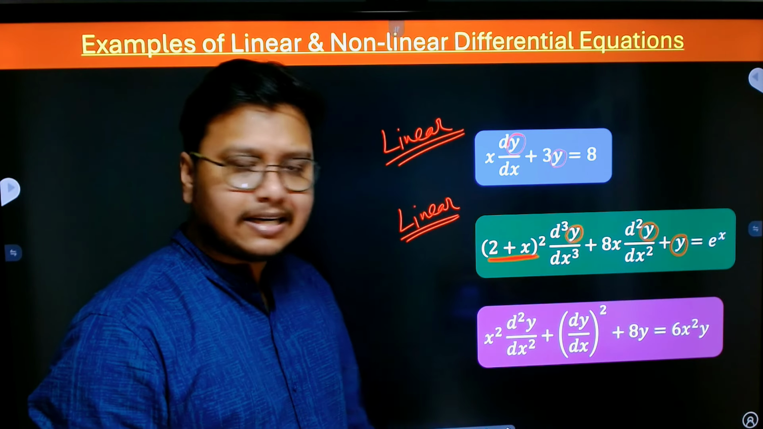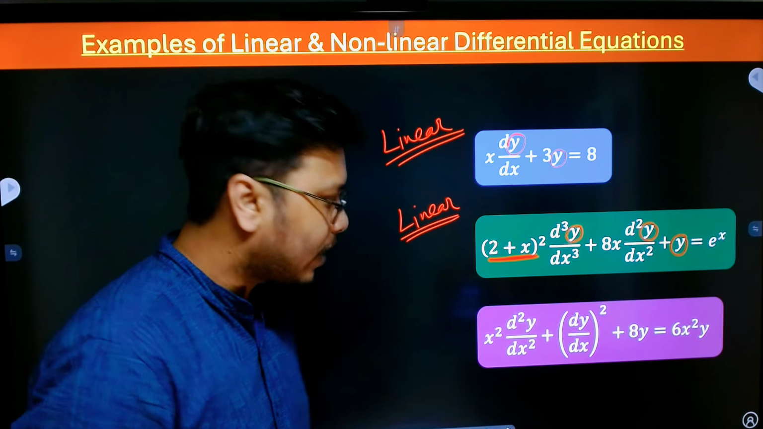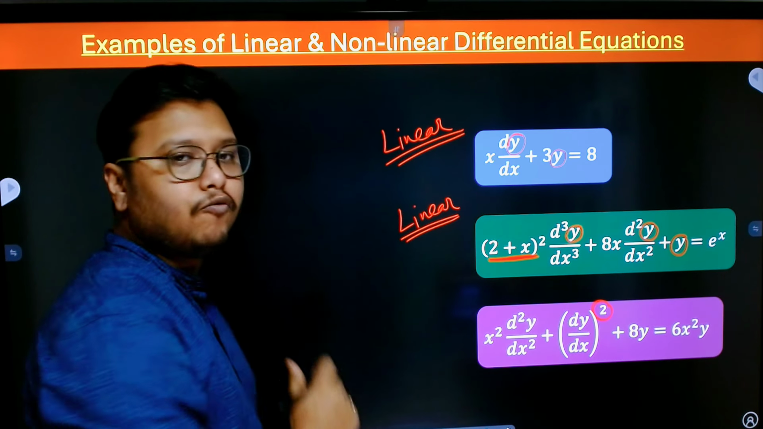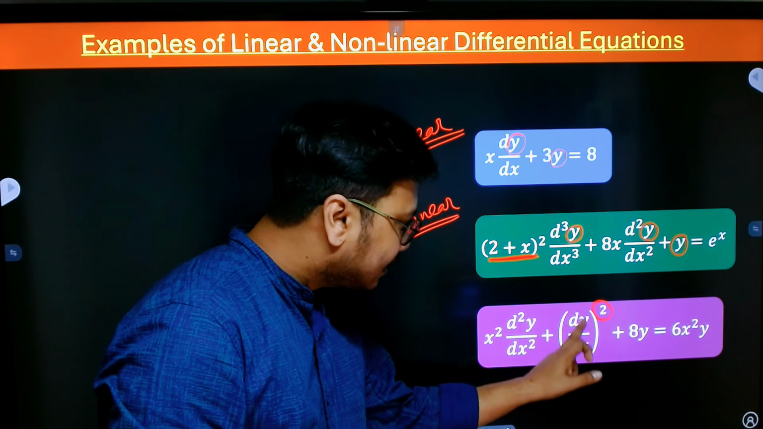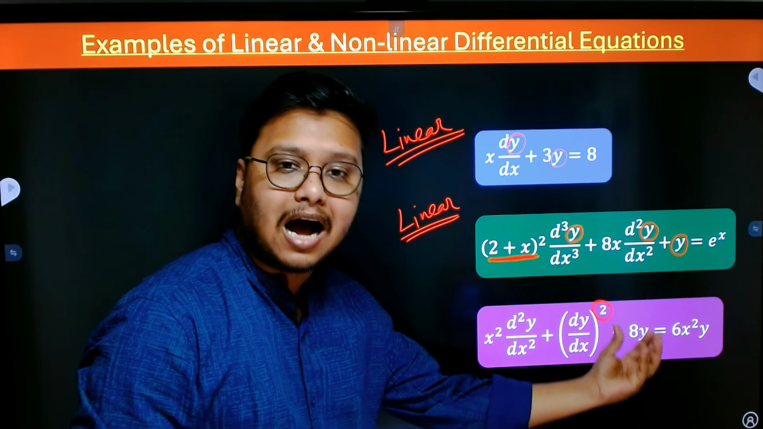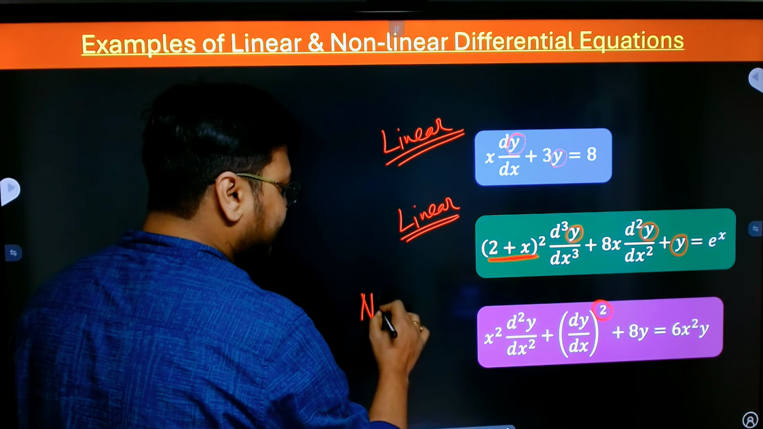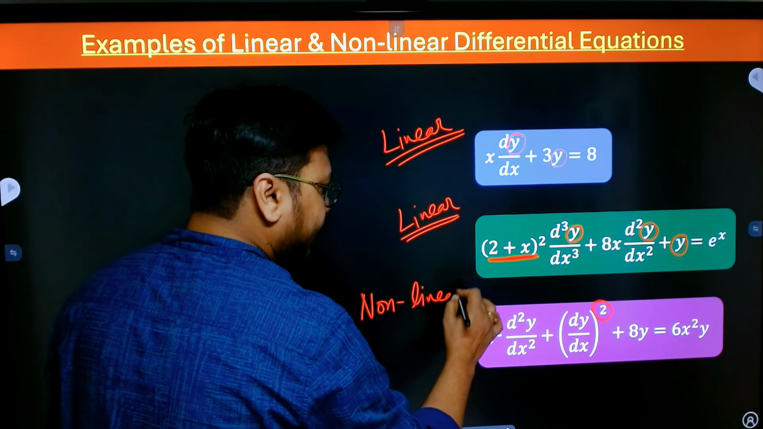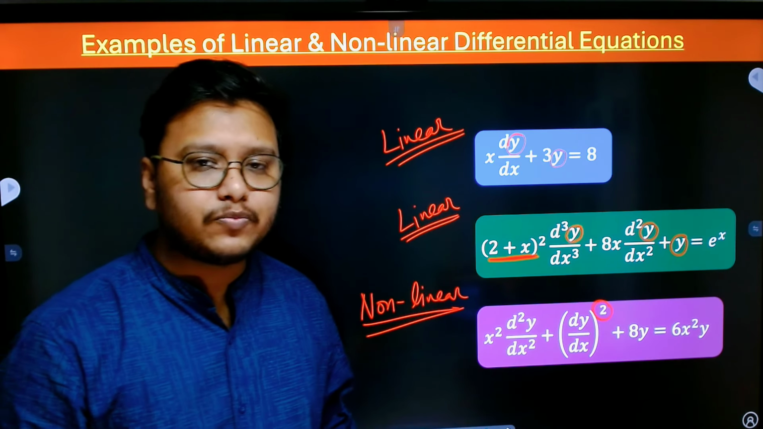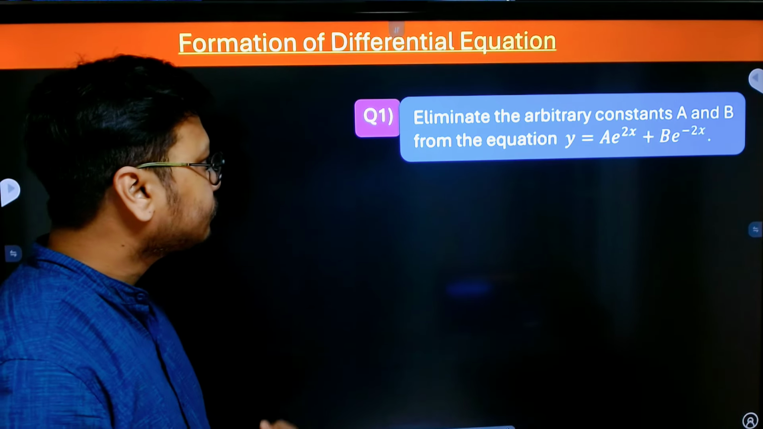If we look at the third example, this is not a linear differential equation. Why? Because I can see a higher power of the derivative has become involved in the equation. So the dependent variable is y, it is in the derivative and it has a higher power, and a higher power makes it non-linear. So this is an example of a non-linear differential equation. I hope you understand the difference between a linear and a non-linear differential equation. So let's move on from here.